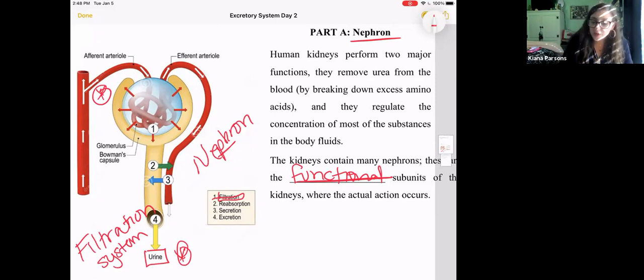The human kidneys perform two major functions. They remove urea from the blood by breaking down excess amino acids, and that's primarily what urea is. It's different wastes, including excess amino acids that have been converted into this waste substance, urea, and our kidneys, by removing urea, regulate the concentration of most substances in the body fluids. So urea is all of the different liquid wastes combined. It is what makes our urine yellow. Urea in a small quantity is also released in the sweat.